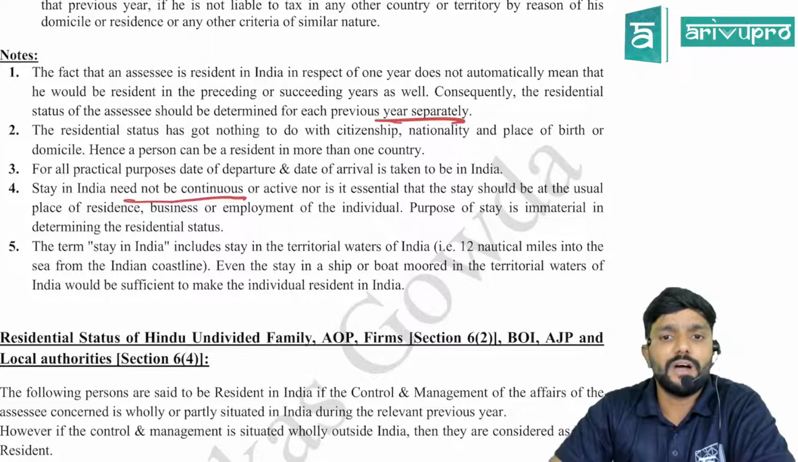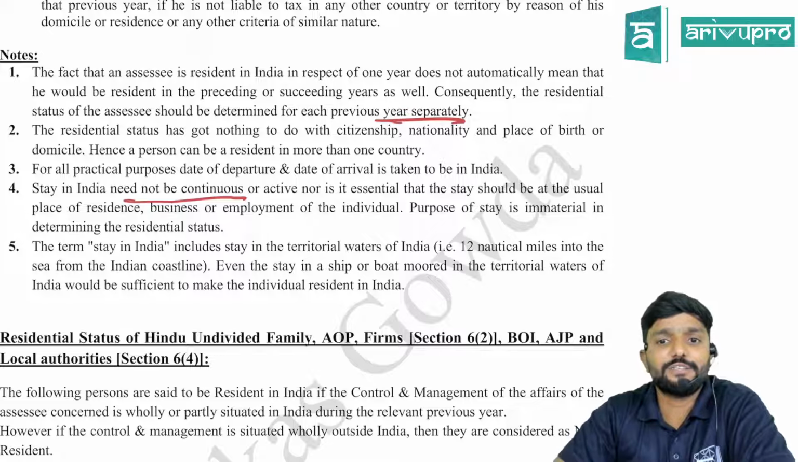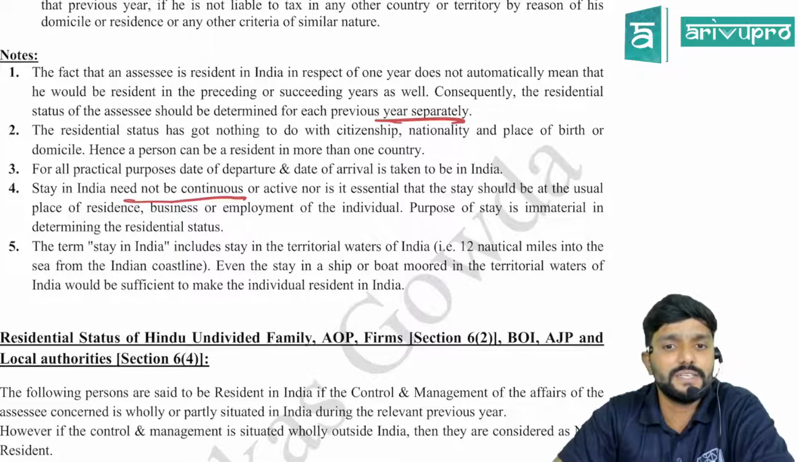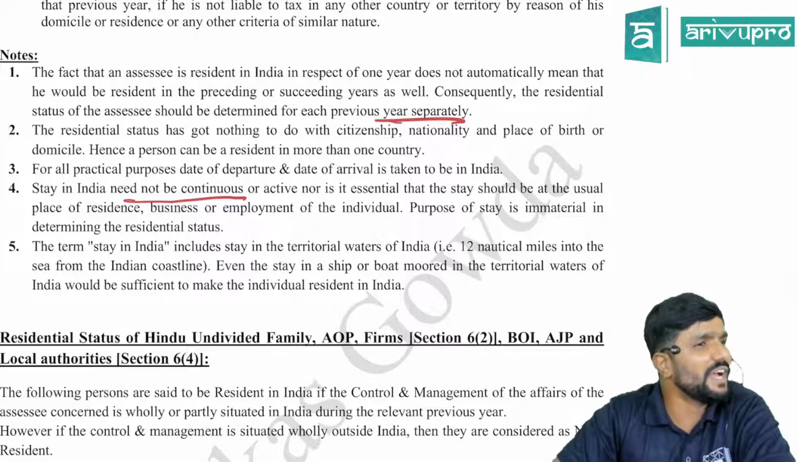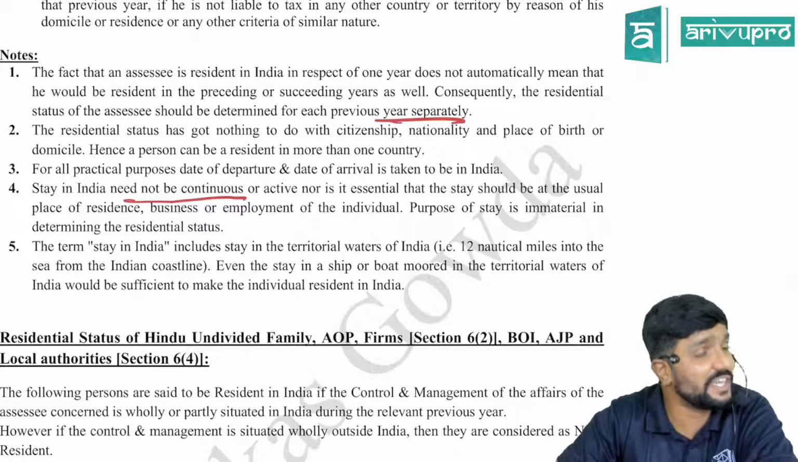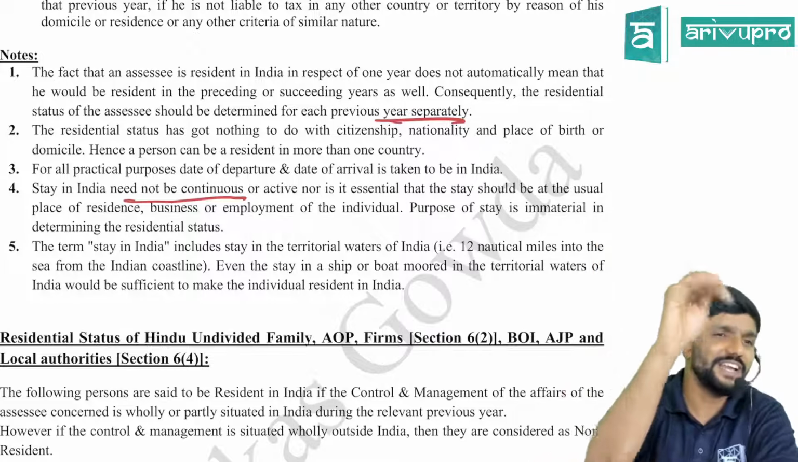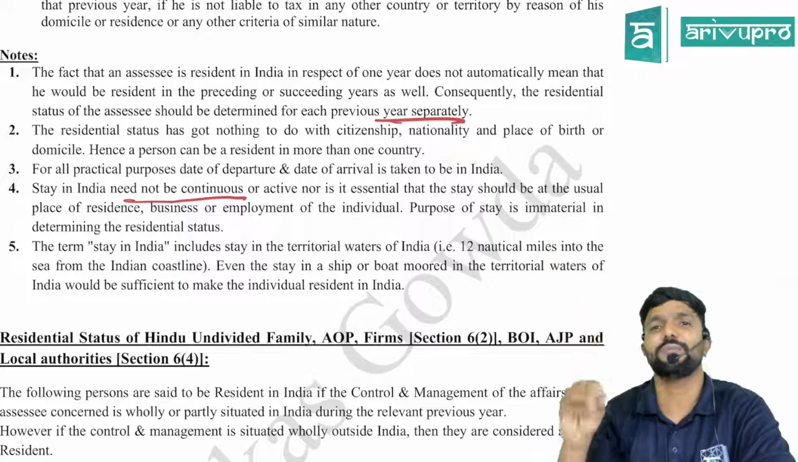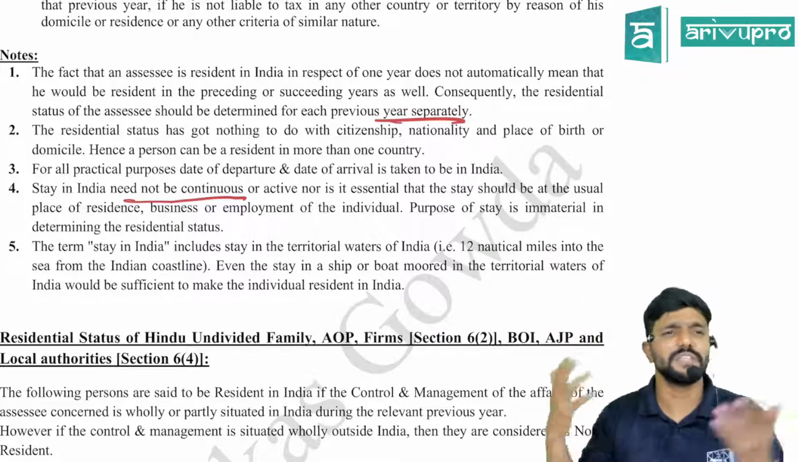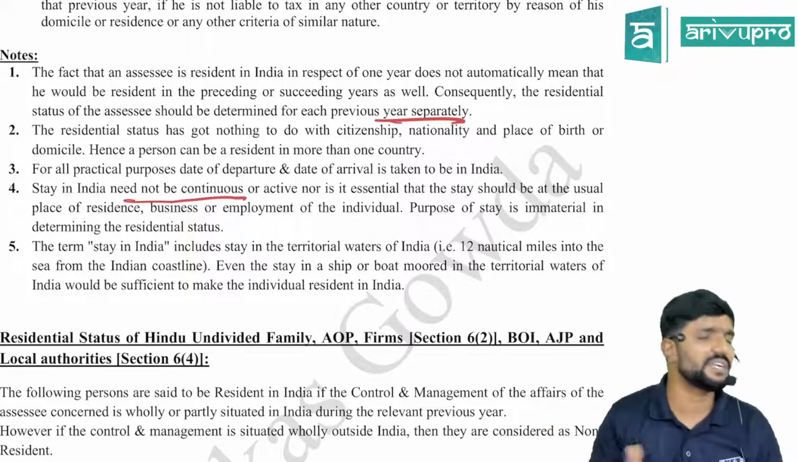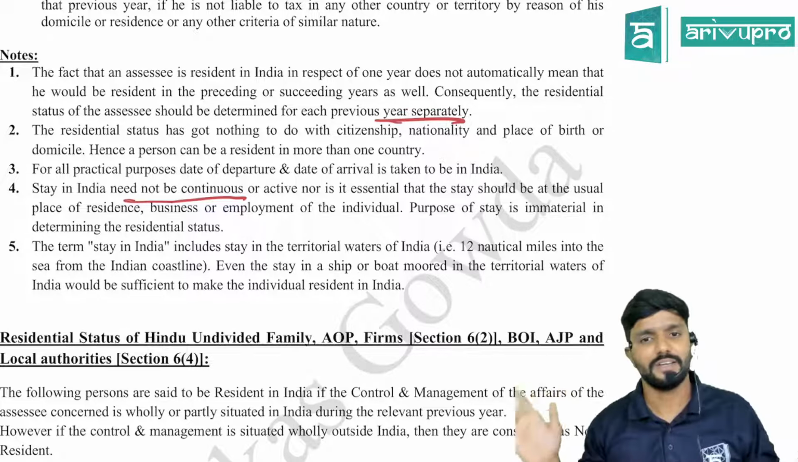Nor is it essential that the stay should be at the usual place of residence, business or employment of the individual. Purpose of stay is immaterial or irrelevant in determining the residential status. Why you came to India, where you are staying, with whom you are staying, doesn't matter. You are in India now, that's all. We count that day to be in India. Why you came, the purpose, with whom you are staying, in which house or state you are staying, doesn't matter. Clear?